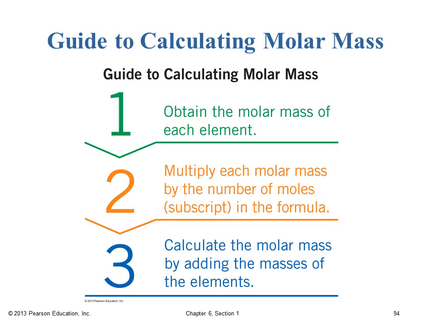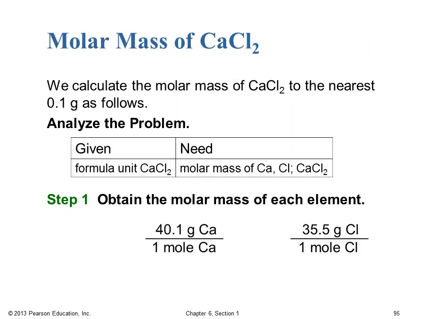So in these calculations, you need to obtain the molar mass of the elements and then multiply the molar masses by the number of moles in the chemical formula to figure out the molar mass of that particular element. So here we have calcium chloride, and it's asking us to calculate the molar mass of calcium chloride.